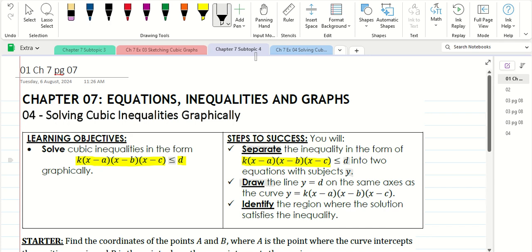Draw the line y equals d on the same axis as the curve y equals k(x minus a)(x minus b)(x minus c). With that line, you will identify the region where the solution satisfies the inequality. So let's have a look at one example.